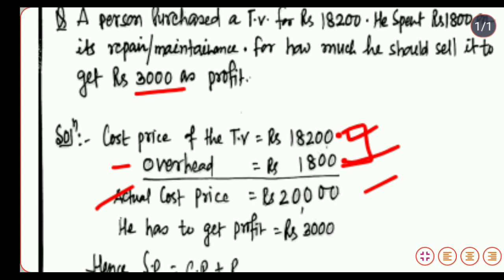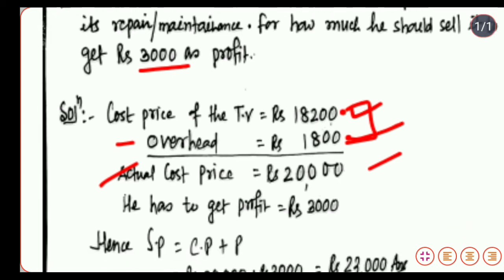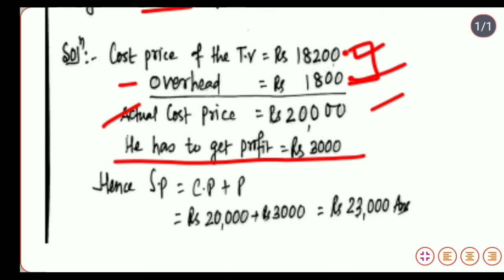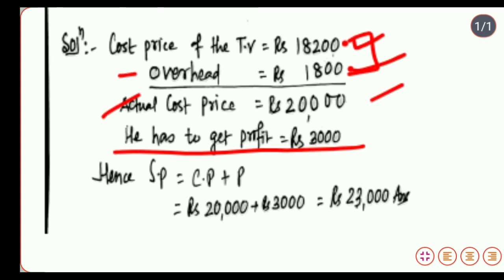Then his actual CP becomes rupees 20,000, and now see, he has to get a profit of rupees 3,000. That means after the cost price, he has to add the profit, and that will be the selling price. Hence the selling price equals cost price plus profit he wants to have, that is 20,000 rupees plus 3,000, that will be 23,000, the selling price of that TV.